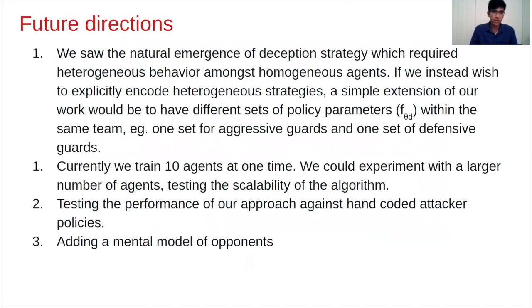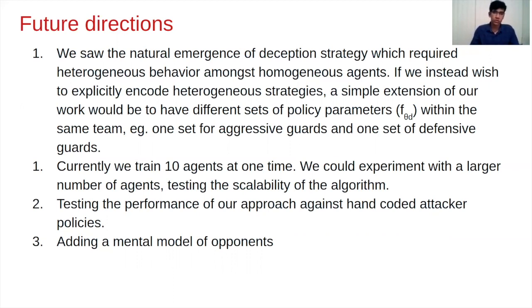Here are some future directions. We saw that natural emergence of deception strategy required heterogeneous behavior amongst homogeneous agents, and it evolved by itself. If we want to explicitly encode such strategies, we can make a simple extension. We can have different sets of policy parameters within the same team. So they need not share the same parameters throughout the whole team. They can have different sets of parameters. For example, this might lead to some guards being aggressive and other guards being defensive, things like that. We can explicitly encode it if we wanted to.